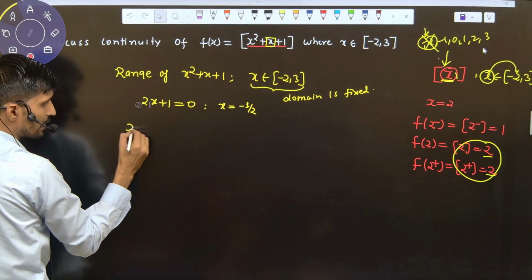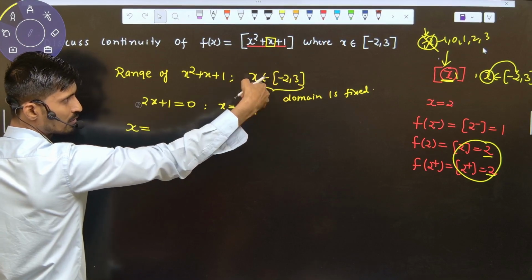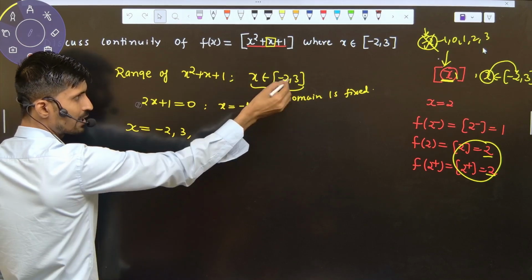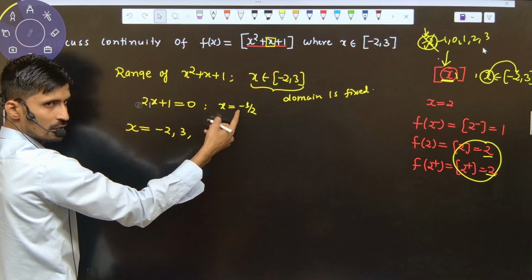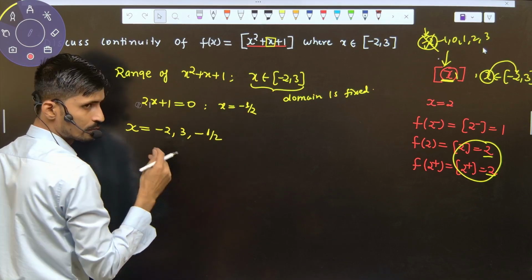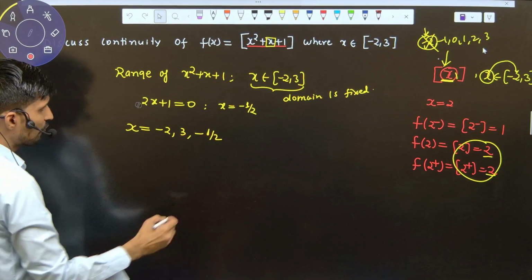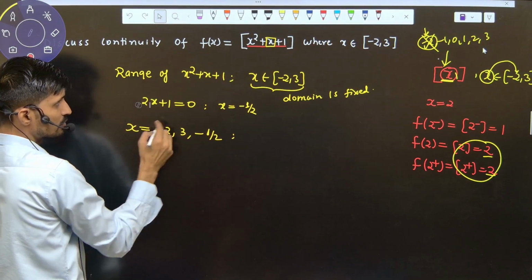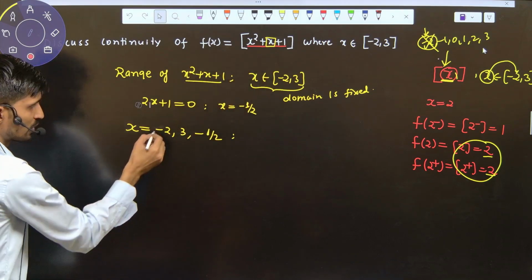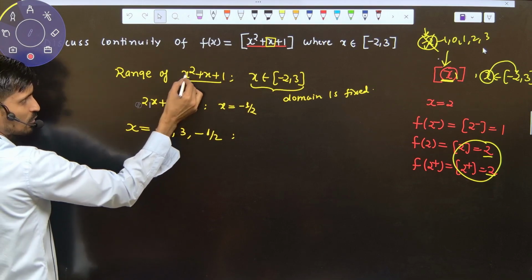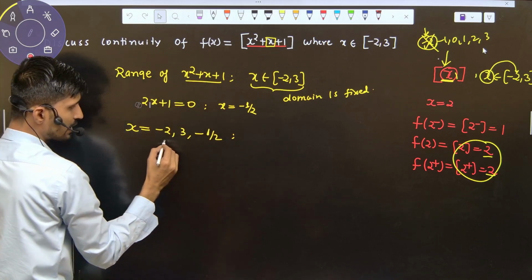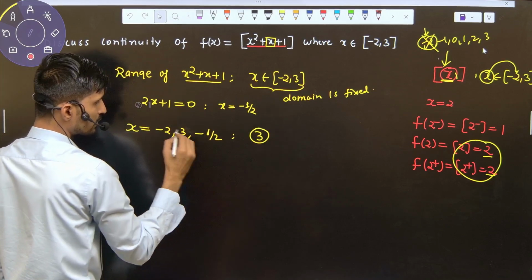It means I will write x and write both the starting and end values, and this point is lying in the domain, so I will write this. If this point is not lying, I will not write it. So this is lying there, so I will write minus 1 by 2. Now I will find the value of x square plus x plus 1 by putting minus 2, 3 and minus 1 by 2. I will put all three values. First of all, I will put minus 2. Minus 2 square is 4. 4 minus 2, 2. 2 plus 1, 3. So at this input, we are getting output 3 at minus 2.